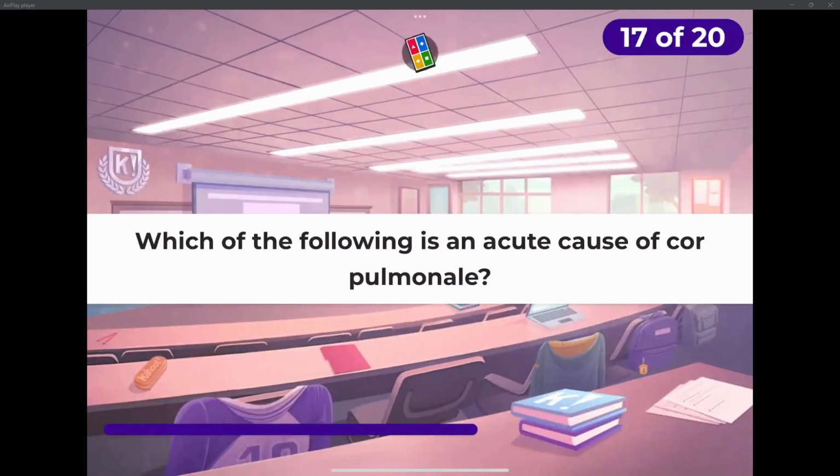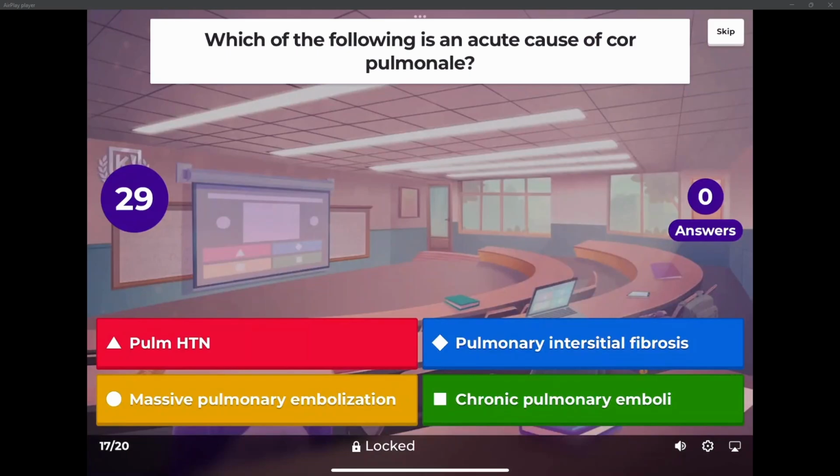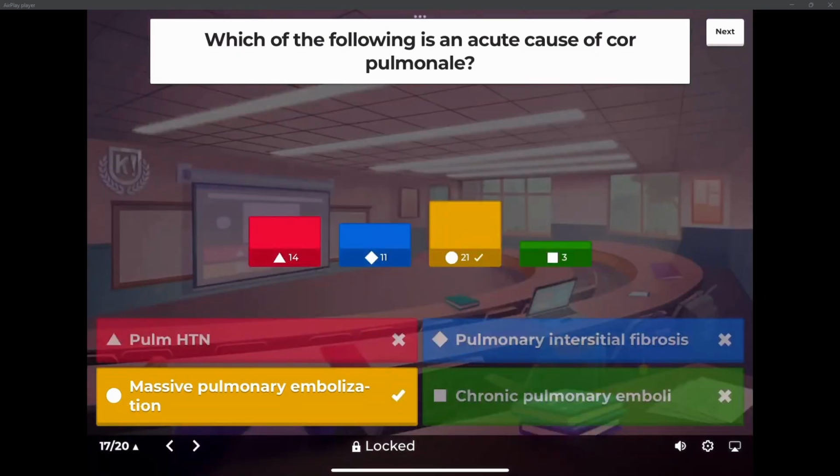Okay, which of the following is an acute cause of cor pulmonale? So cor pulmonale, remember, is right-sided heart problems due to the lungs. Nothing to do with the heart itself. Now we're looking at acute causes. Which of those is an acute cause? And I'll give you your answer. Not all of them. Okay. Acute cause. Pulmonary hypertension is not acute. It takes years to develop.